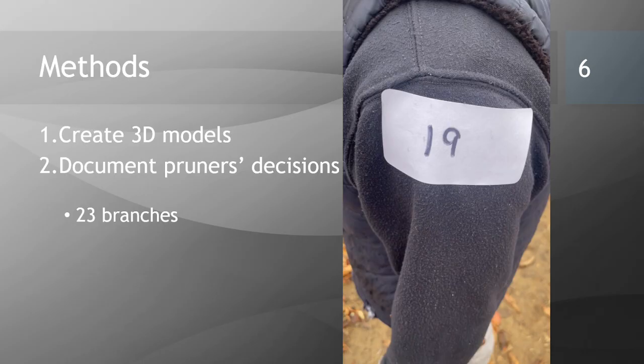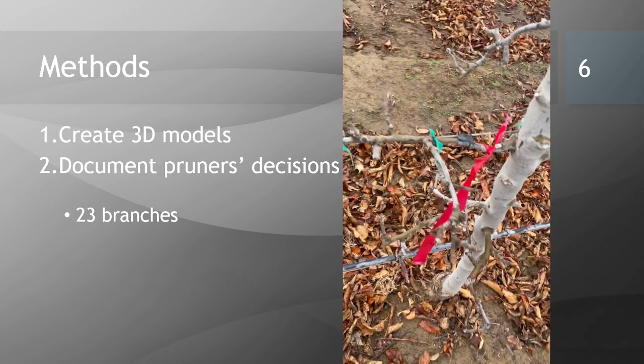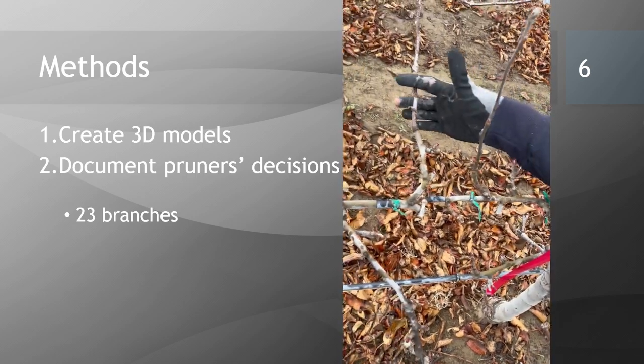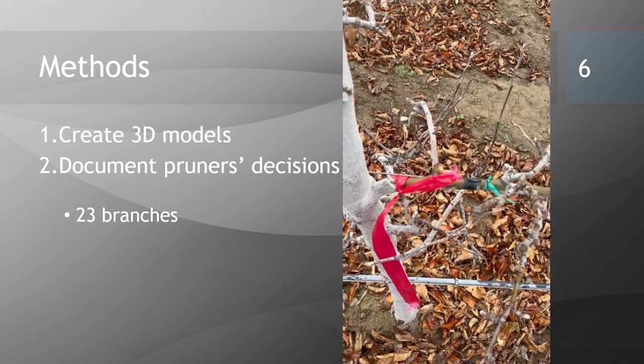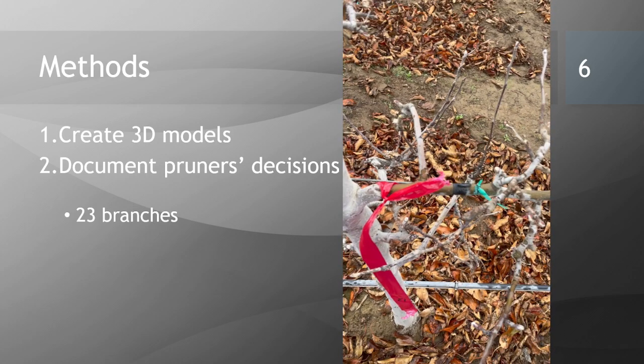And then we had to document the pruners' decisions. We had 23 branches, and we got the pruners to walk up to the branch, and we'd video them as they would point on the branch where they would cut if they were actually pruning the branch. And with this video, you can see he's pretending to cut with his fingers where he would if he was actually doing this during the pruning season.